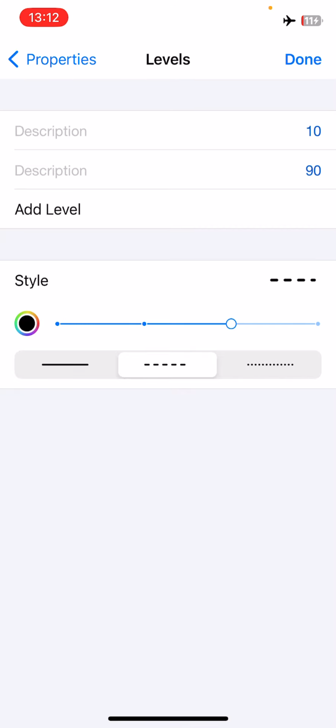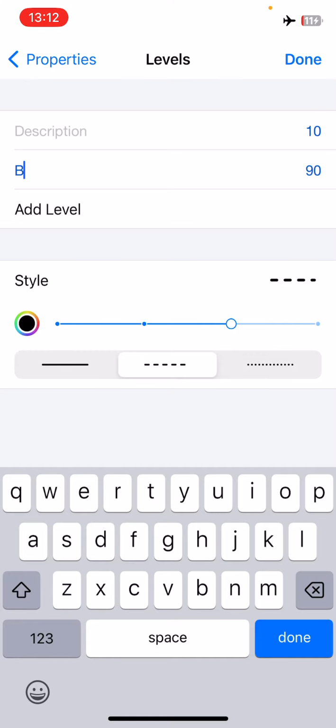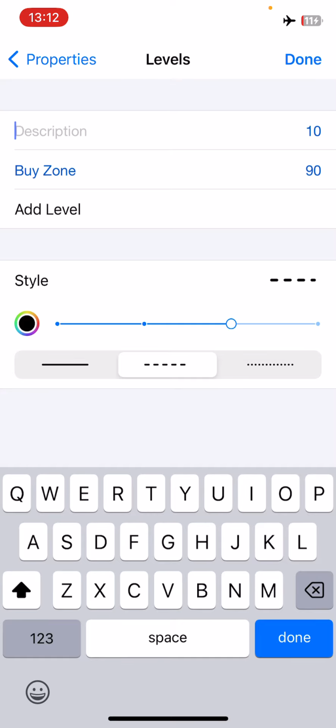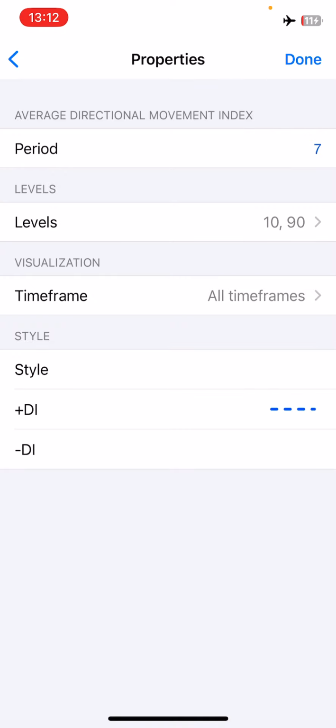What I want you to do is label your level 90 as a buy zone or buy area, and then your level 10 will be your sell zone or your sell area. This is going to be very useful and helpful for you when we are now trading. If I click done, it will take me back to the properties of that same indicator that we're installing, the average directional movement, and again it can appear on all time frames.